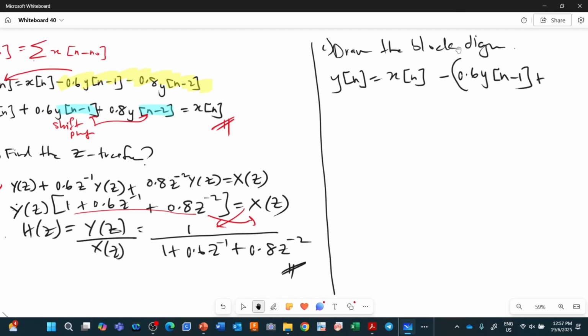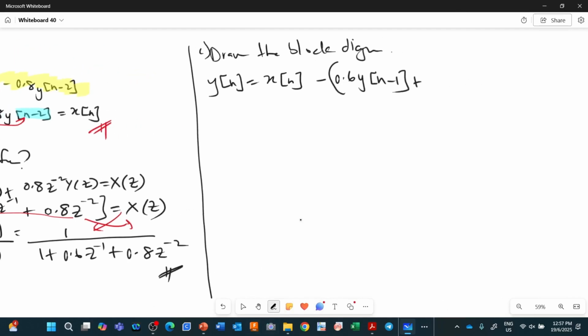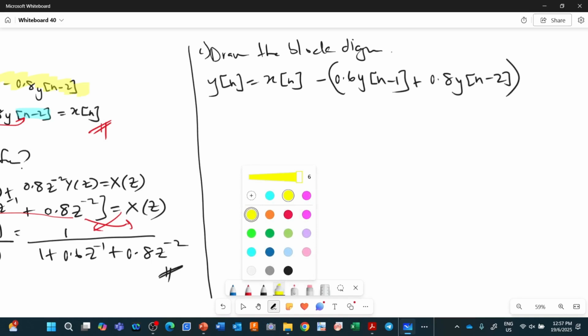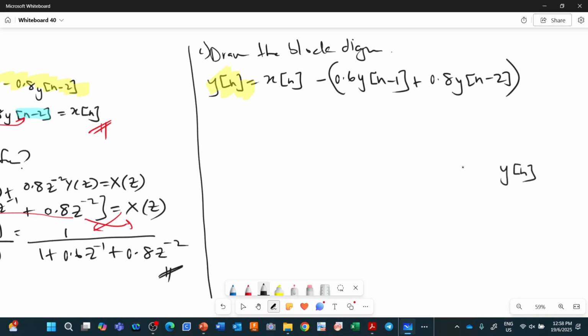plus, just rearranging it again, 0.8 yn minus 2. You want to leave it in yn. This is the step. If you want to draw a block diagram, you're given the equation, you're going to draw the block diagram. So first step, after you identify where y is, we are going to draw yn at the end part. X, of course, is here.